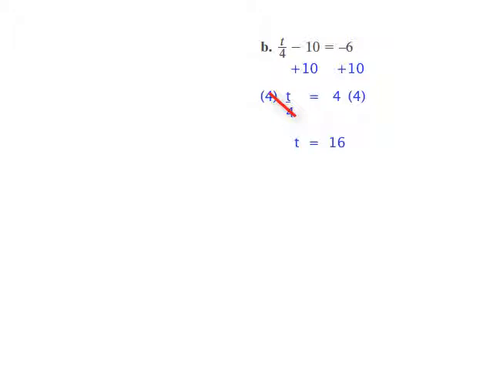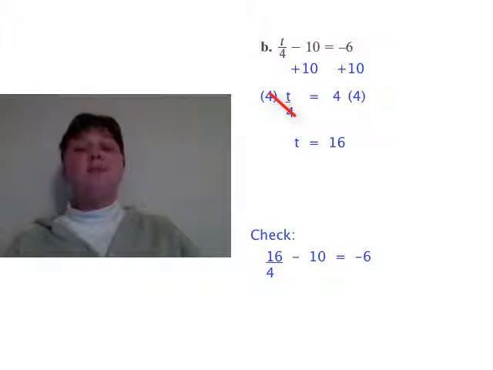Plug 16 back into the equation. 16 over 4 minus 10. 16 over 4 is 4. 4 minus 10 is negative 6. The answer of 16 checks out correct. Pause the video if you need more time to copy down this problem. Don't forget to record a question that we can discuss in class tomorrow.